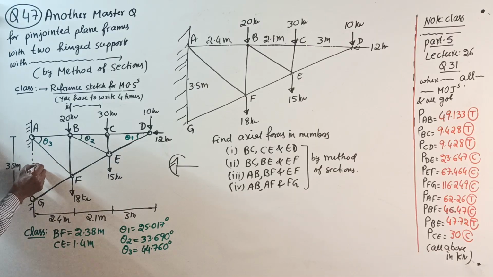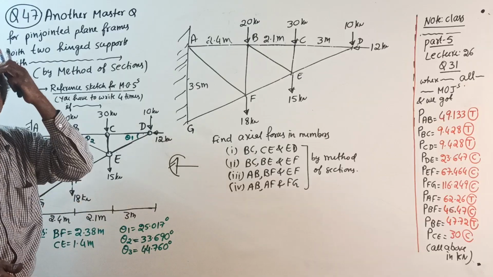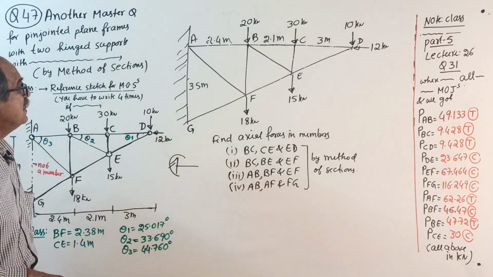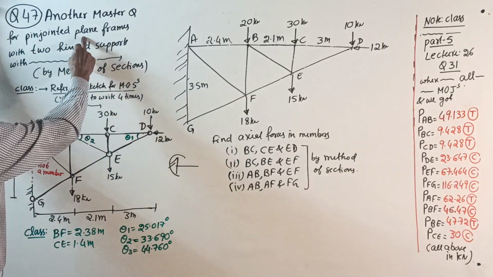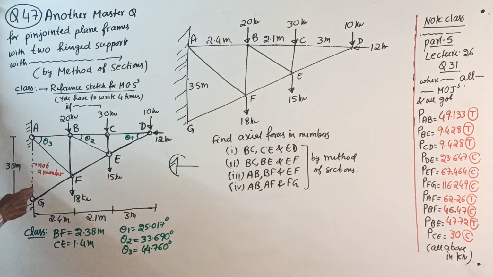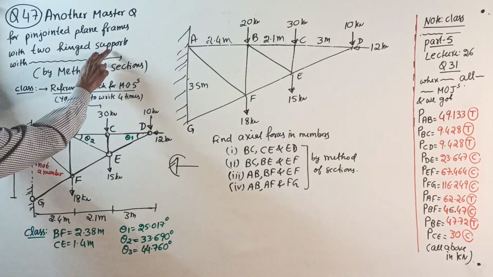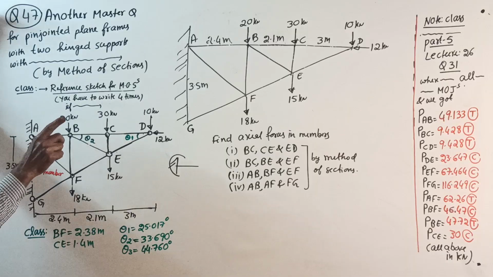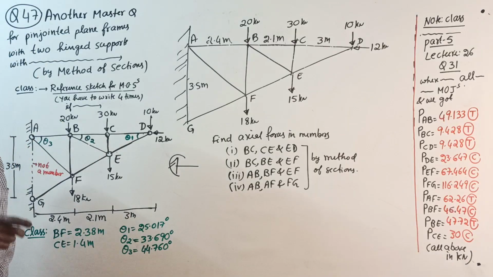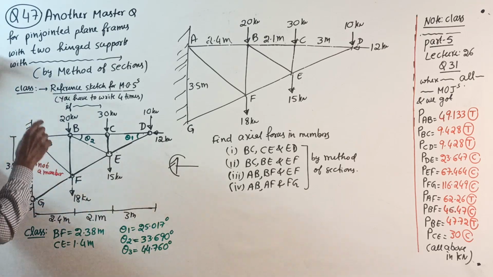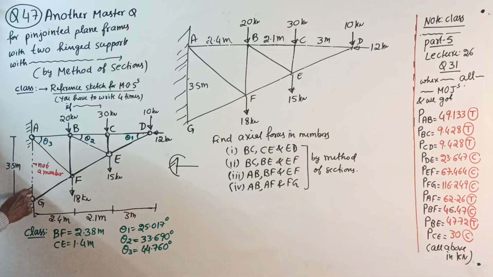This is not a member. Not a member. In examinations, you don't have to write that one, not a member. Therefore, see, I told, pin jointed plane frames with two hinged supports, with only one member connected to one of the hinges, and no member connecting the two hinges. Okay, this is the question.